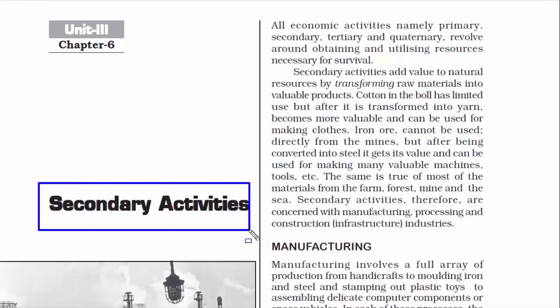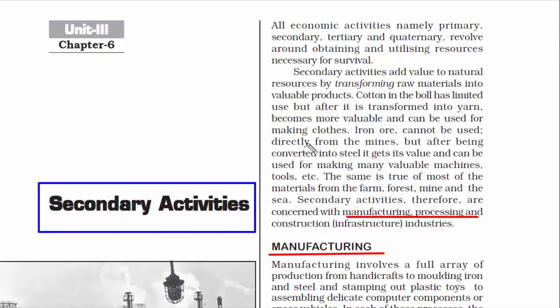Welcome to Chapter 6, Secondary Activities of Class 12 NCERT. So what is the first thing that comes to our mind when we hear the word secondary activities? It's always going to be manufacturing, because manufacturing involves creating things. And when you're creating things, you're adding a lot of value to it. And that's the kind of job that falls under secondary activities.